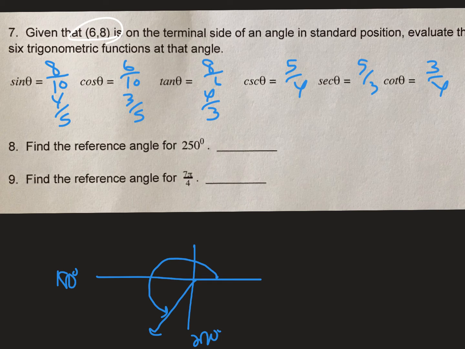So you got to ask yourself, how far away is 250 from the x-axis? How far is it away from 180? Well, it's 70 away, so your answer is 70 degrees. That's all you got to do.